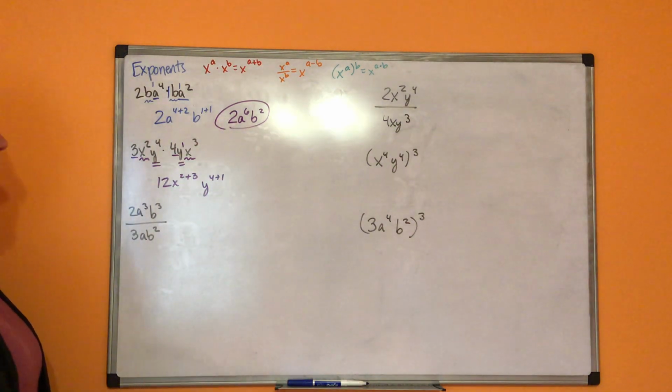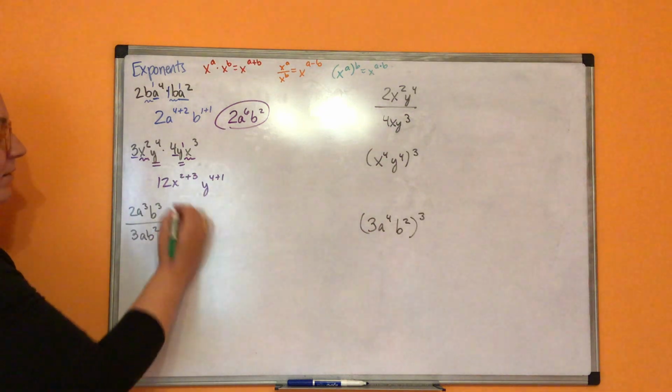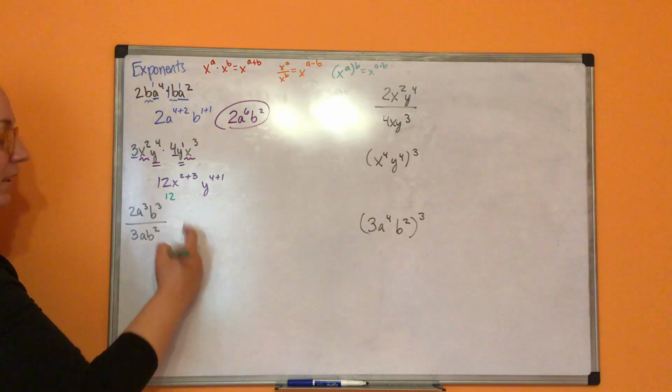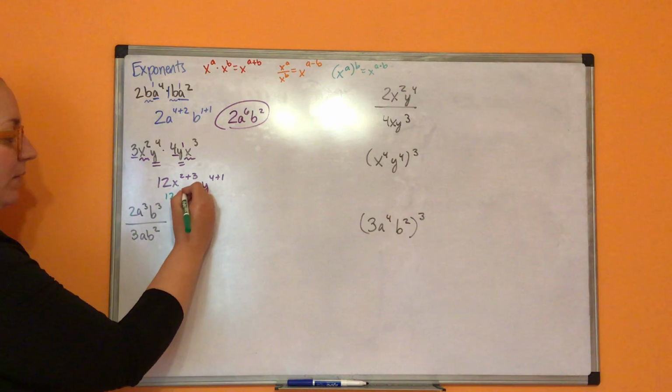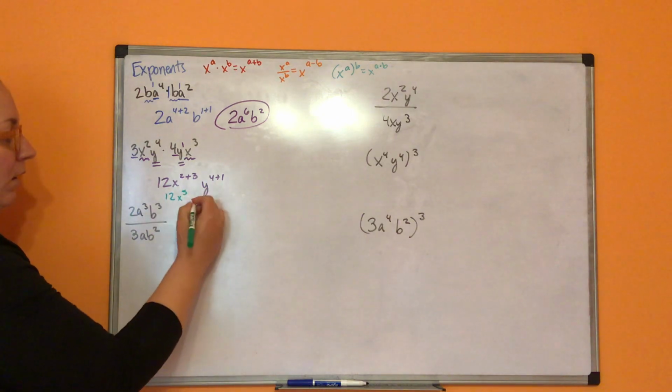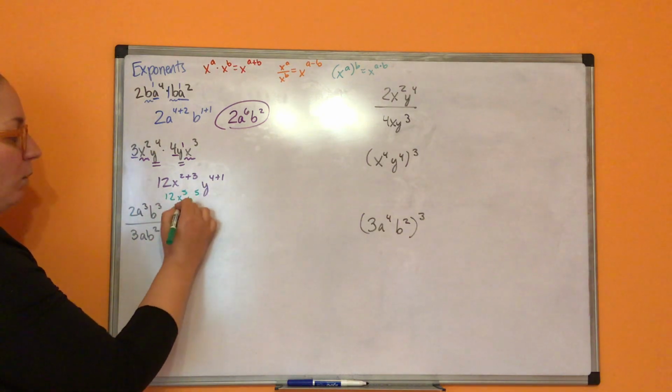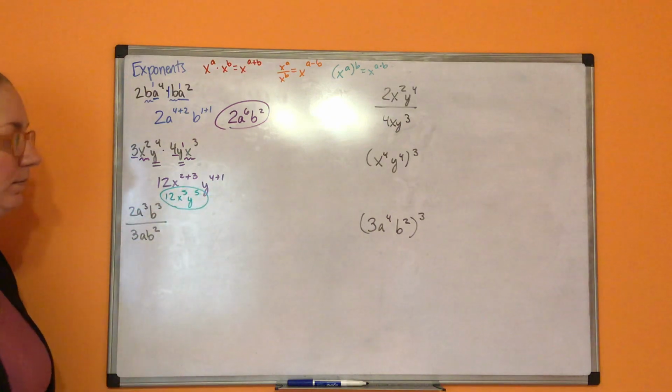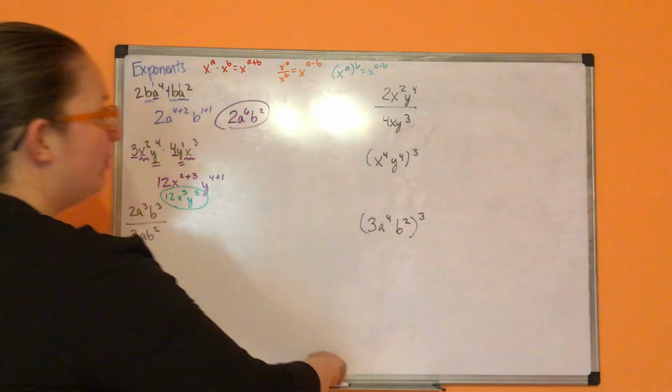He's a silly guy. All right, from here to finish this off, coefficient 12 stays the same. 2 plus 3 is 5, so I get x to the 5th. 4 plus 1 is 5, so I get y to the 5th. Next up, quotient rule.